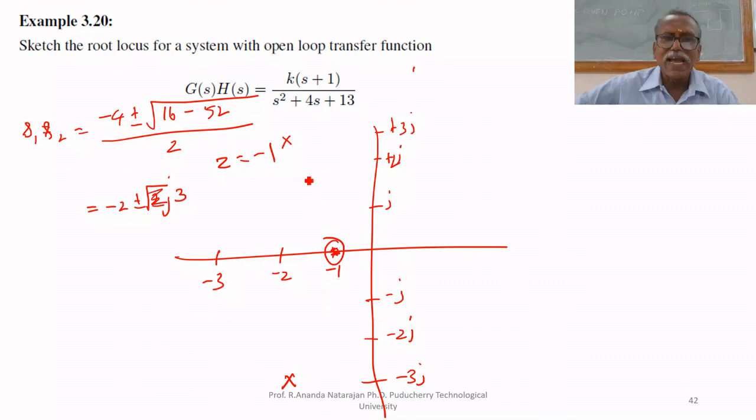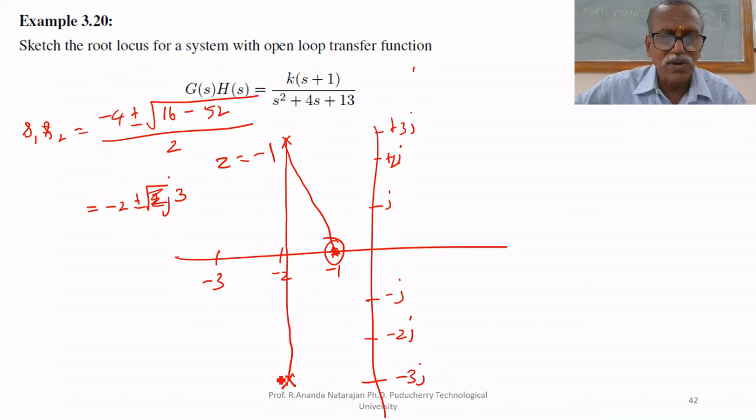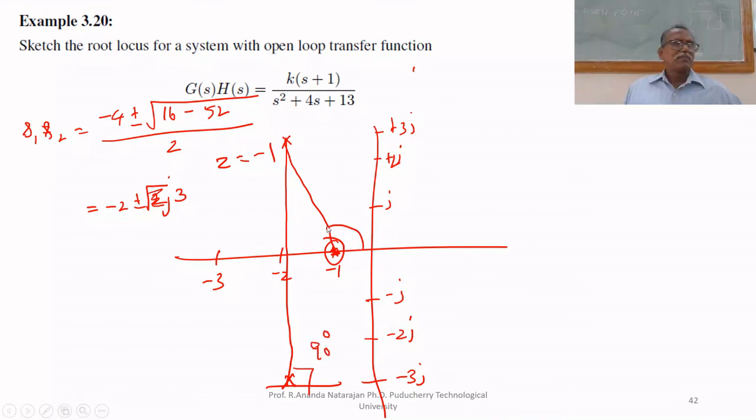How to find the angle of departure? The line joining this and this you have to find. What is this angle? It is obvious, 90 degrees. This is 90 degrees. What is this angle? Here, what is this? Minus 2 plus or minus j3. Am I correct? Minus 2 plus j3.